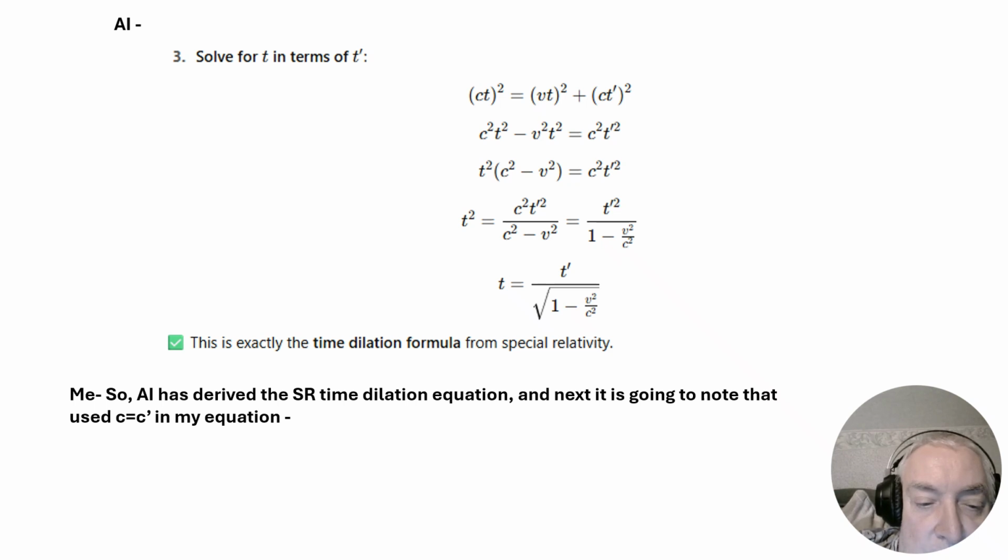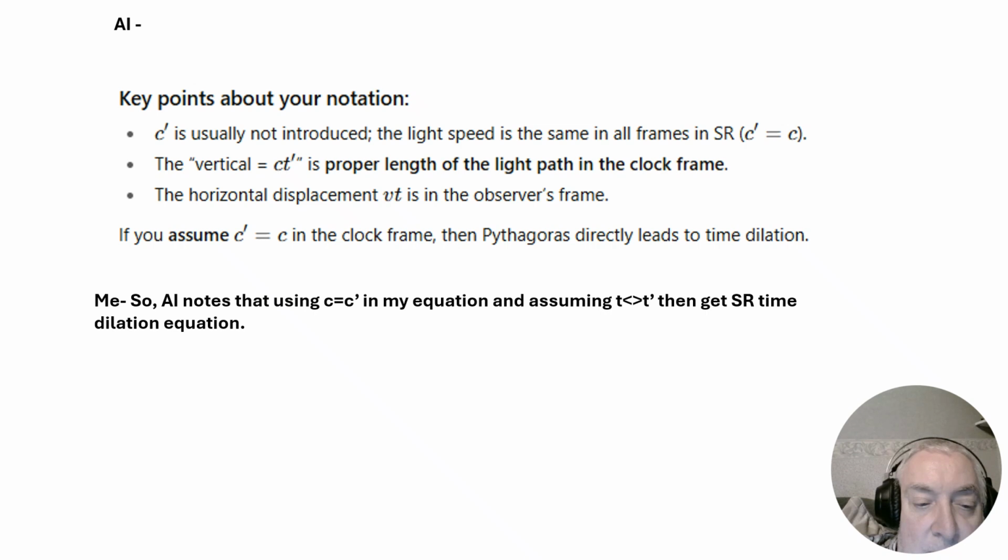AI continues, solve for t in terms of t prime. And so it goes through all that, and it ends up with the time dilation equation. And it says this is exactly the time dilation formula for special relativity. It's me, so I'm talking now. So AI has derived the special relativity time dilation equation, and next it's going to note that using C equals C prime in my equation, it's saying this.